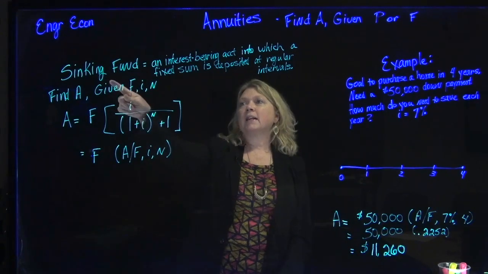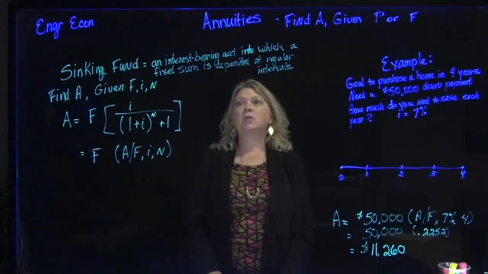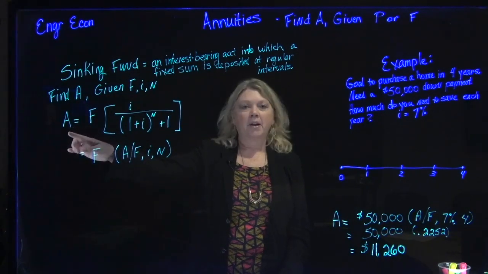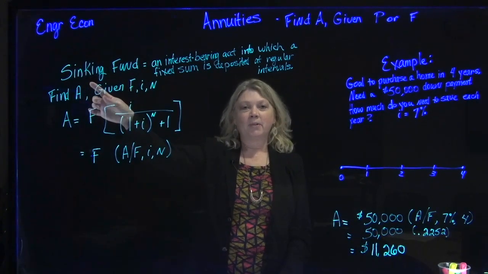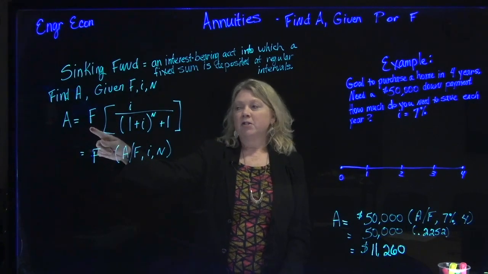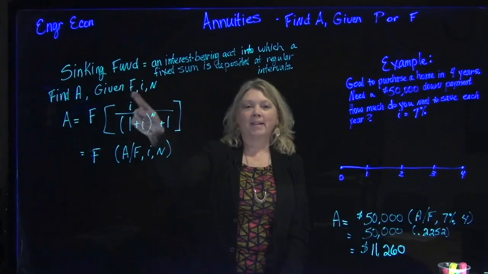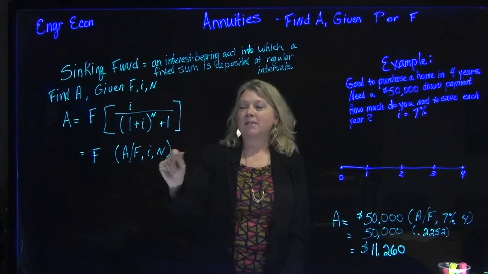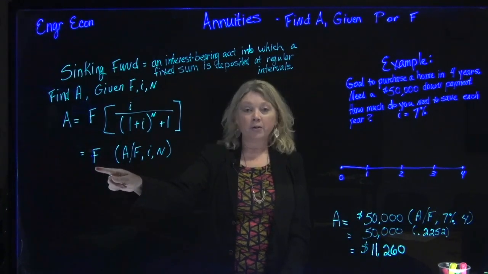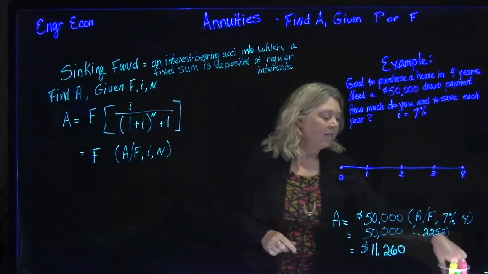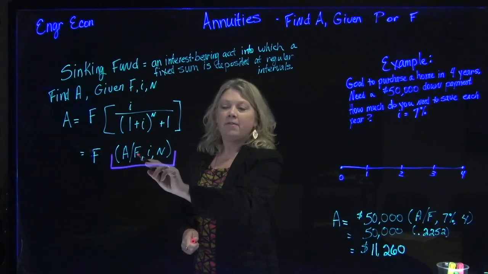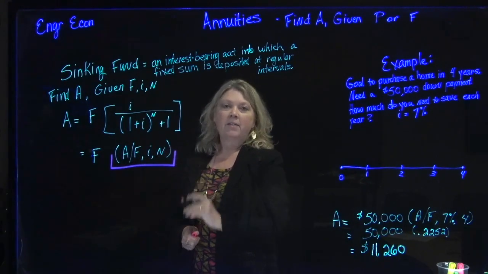The kind of annuity called a sinking fund is an interest-bearing account into which a fixed sum is deposited at regular intervals. And we designate that by the letter A. One type of annuity is a sinking fund. We'll do an example of that first and then go on to another type. A equals F, the future value that you need, times this complicated formula. So I prefer to use the interest factor tables, where the amount of the annuity is the future sum that you're looking for times a factor from the interest tables. Find A given F, given I, and given N number of time periods.